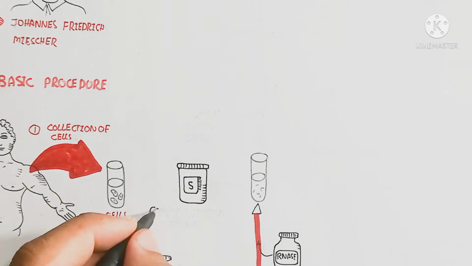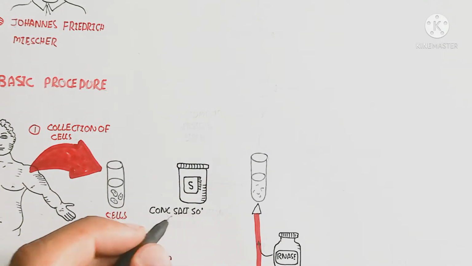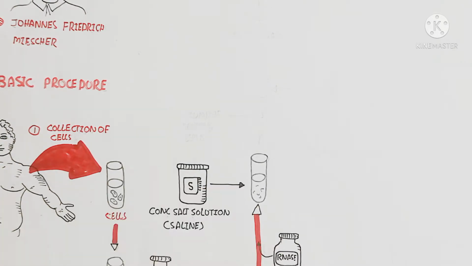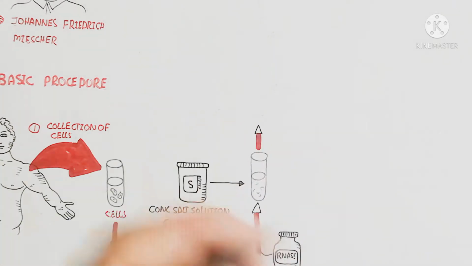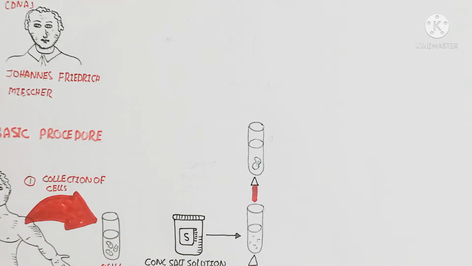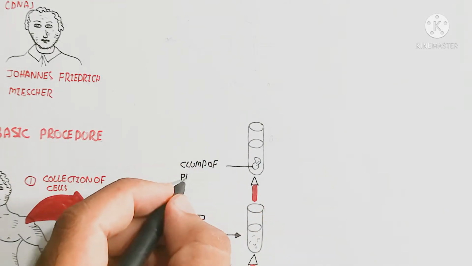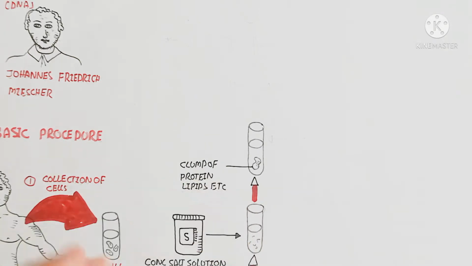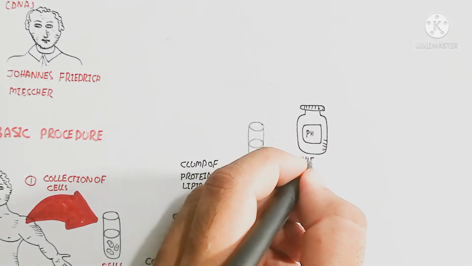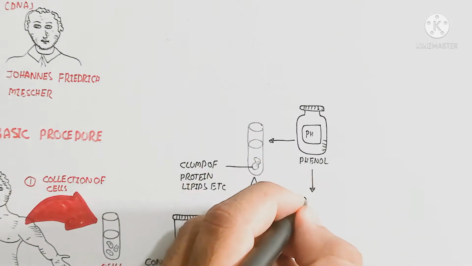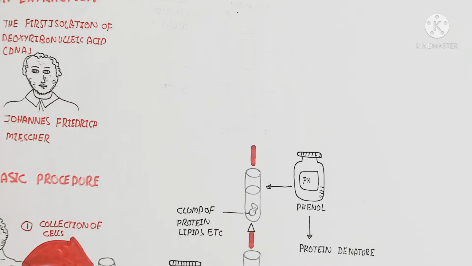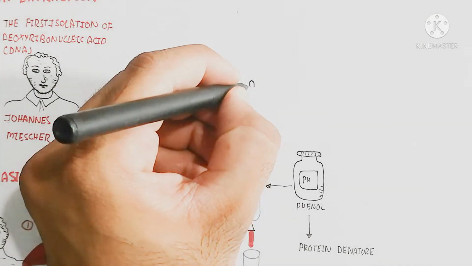Then a concentrated salt solution or saline will be added. Why? Because the protein and lipid etc. will be clumped together. Phenol will also be added for protein denaturation. After the denaturation of the protein, centrifugation is used to separate the phases. The DNA is present in the aqueous phase, while the cellular debris will precipitate at the bottom of the test tube.